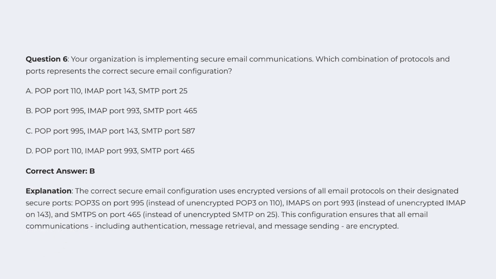Correct answer, B. Explanation. The correct secure email configuration uses encrypted versions of all email protocols on their designated secure ports. POP3S on port 995 instead of unencrypted POP3 on 110, IMAPS on port 993 instead of unencrypted IMAP on 143, and SMTPS on port 465 instead of unencrypted SMTP on 25. This configuration ensures that all email communications, including authentication, message retrieval, and message sending, are encrypted.